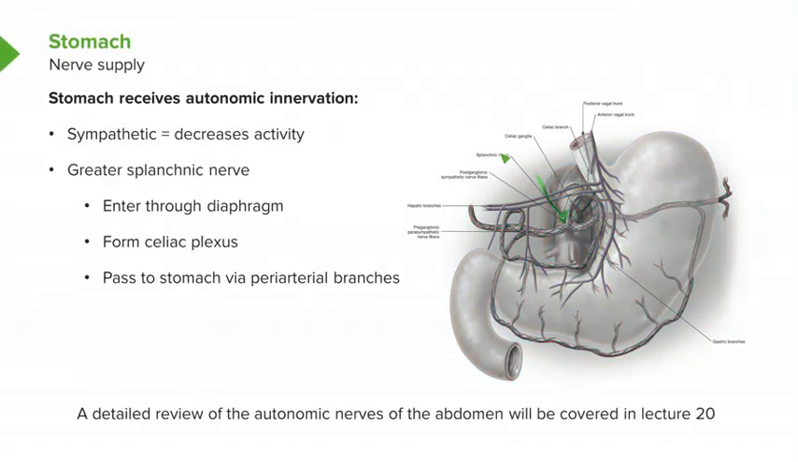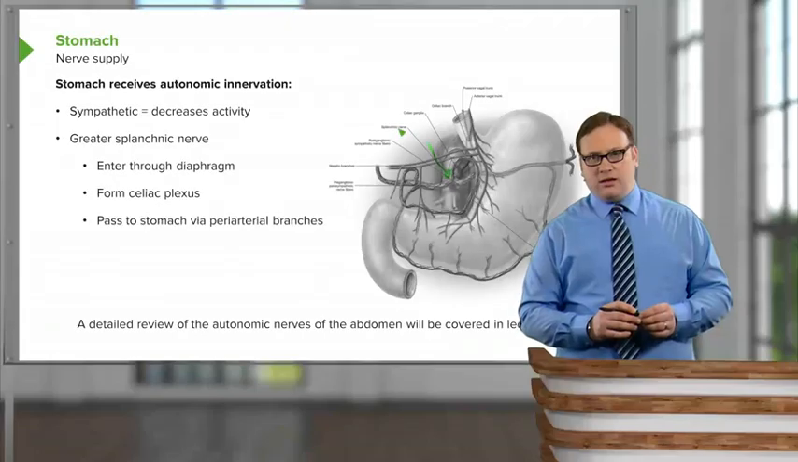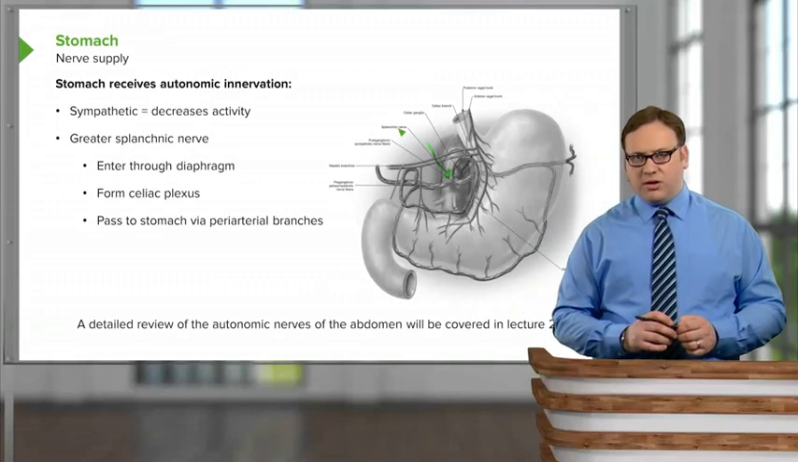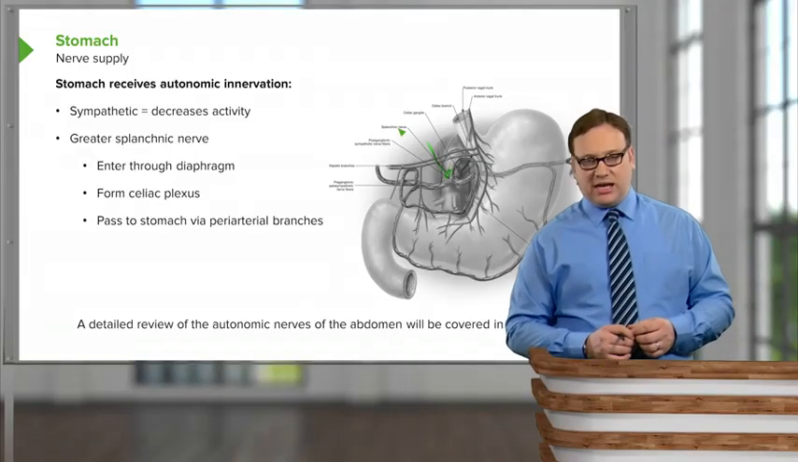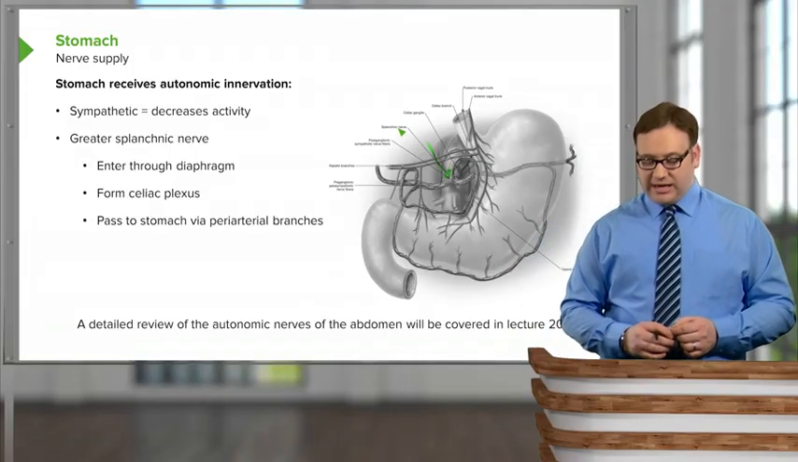And we'll look at splanchnic nerves again in greater detail when we cover the nerve supply, and which we can see here. The autonomic nerves are going to be covered in more detail in lecture 20. So don't worry too much right now if you're not quite fully comfortable with these. We will go over it in greater detail in the last lecture of this abdominopelvic series.